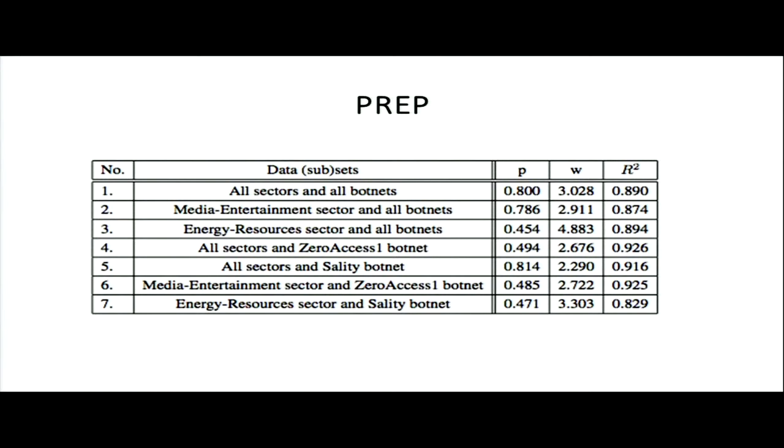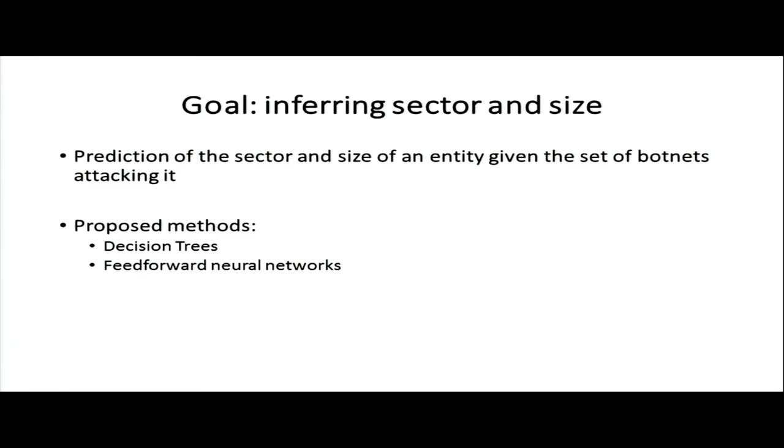So then we do the usual statistics. We calculate what the P values are, W values are, what the R square is, and we get a pretty good fit. And we can see it for Zeus, Sality. We can do sector-wise, we can do specific entity-wise, and we consistently get various P and W. Like I said, this happens for about 30-40 of the botnets, but not all of them.